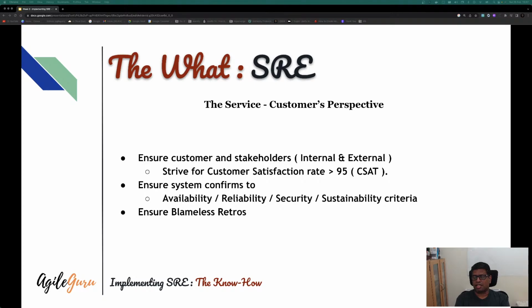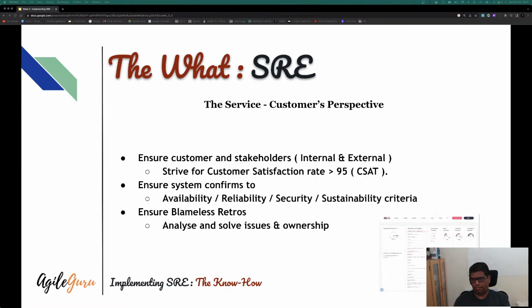Ensure that it's blameless retros. What does that mean? There is no point in blaming each other. Oh, this is your fault, my fault, and all. No. It's about how to fix the problem and take ownership of it. Ultimately, what SRE means is the data is available to all stakeholders and internal people to fix the problem without making politics of it.